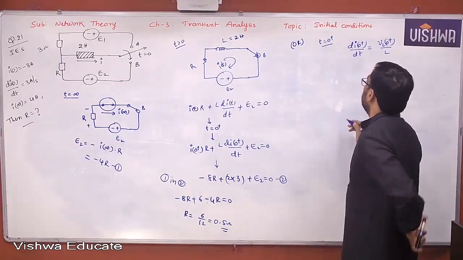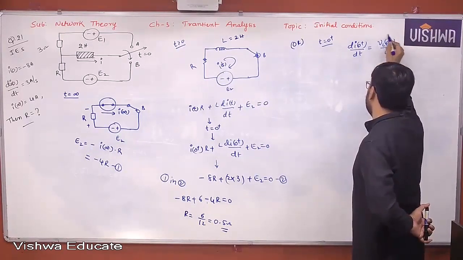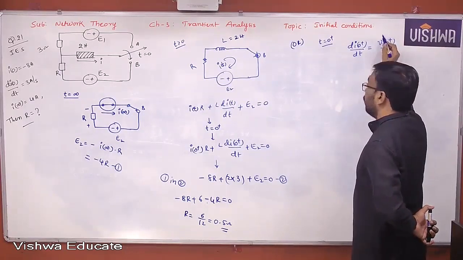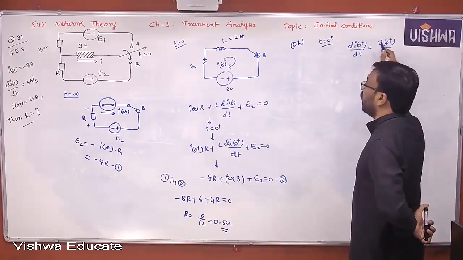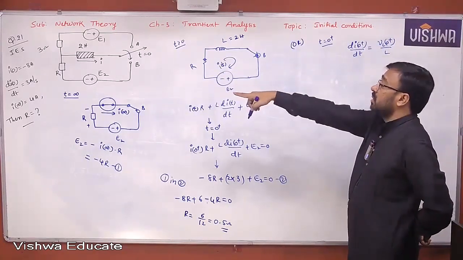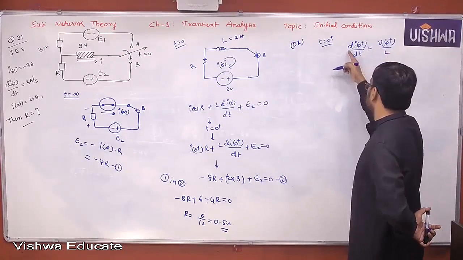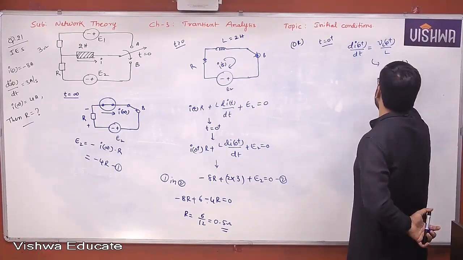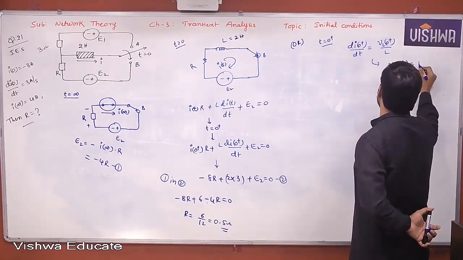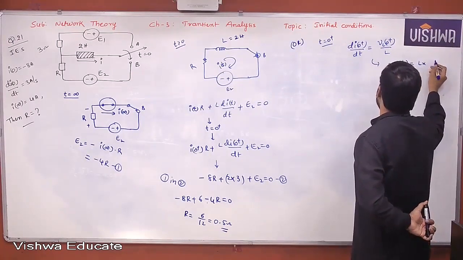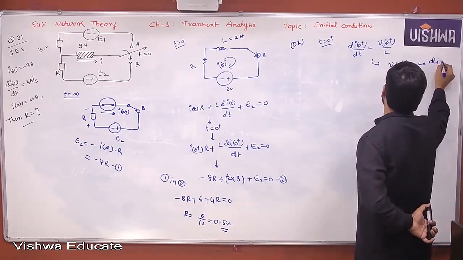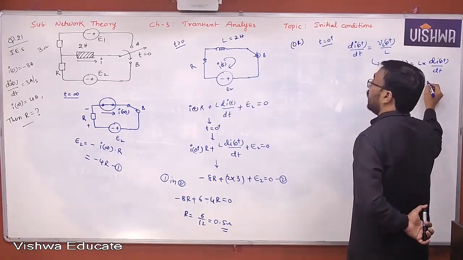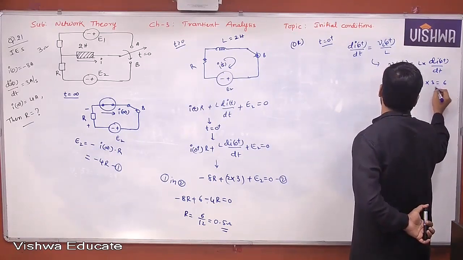If you construct that t equal to 0 plus equivalent and try to find VL of 0 plus from the network, you also know VL of 0 plus from the data given. What is VL of 0 plus actually here? From this you can find that VL of 0 plus is equal to L into di of 0 plus by dt. How much is it? L is nothing but 2 Henry, and this is 3, this is 6 volt.